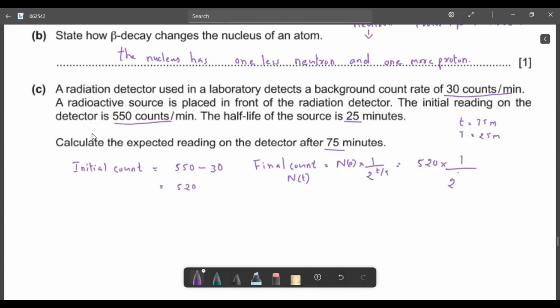So we get 520 times 1/2 raised to 75 by 25, which is 3. 2 raised to 3 means it is 8. So we can write it as 520 by 8. 520 by 8 is 65. So this is the final count.